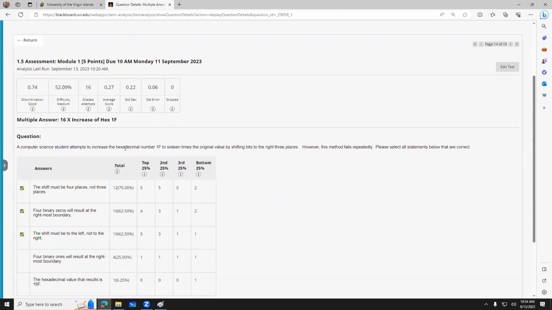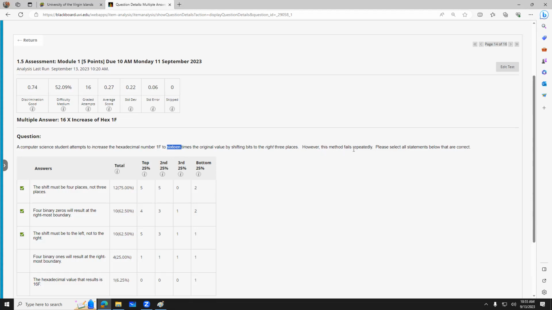A computer science student attempts to increase the hexadecimal number 1F. 1F in binary terms is 0001 1111. Does everybody get that? 5 ones in a row. We want to increase it 16 times the original value. So what we're going to do is shift that how many times? They're trying to shift it to the right 3 places. Well, if they're trying to increase and they're going to the right, that's the first problem. If they're trying to increase 3 places, that's only changing it by a multiple of 8 instead of 16, right?